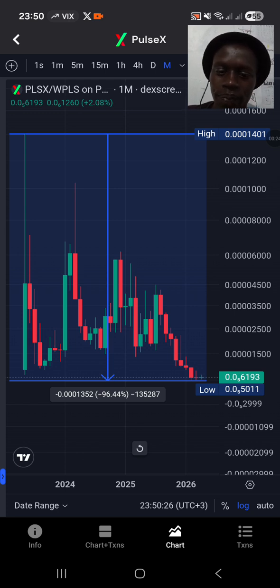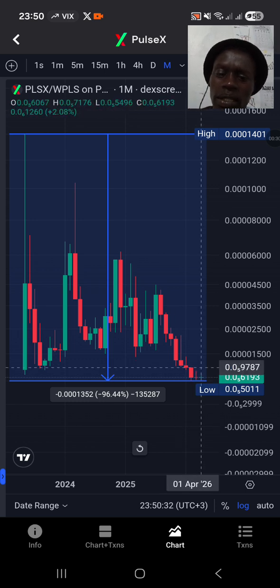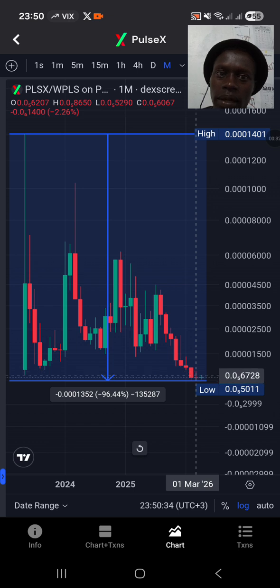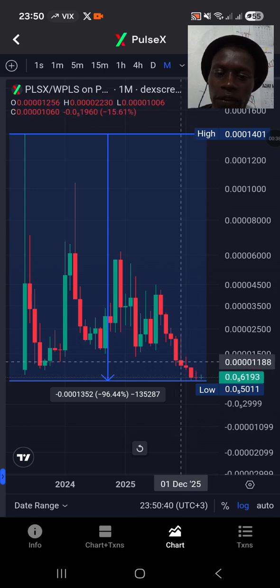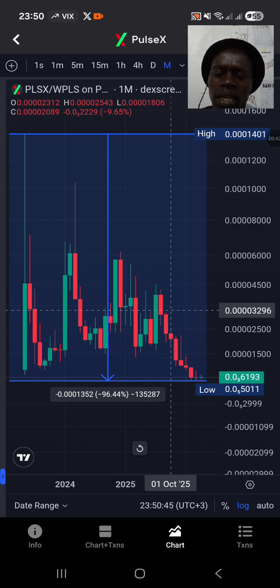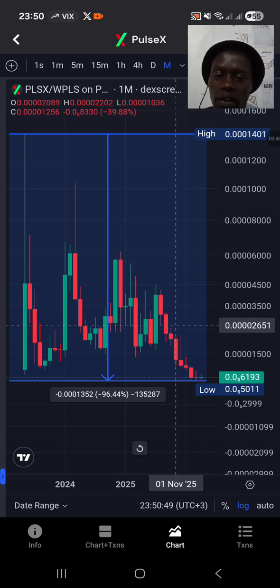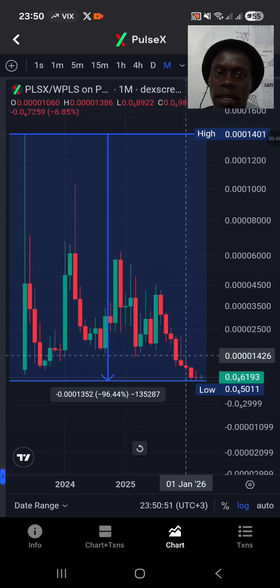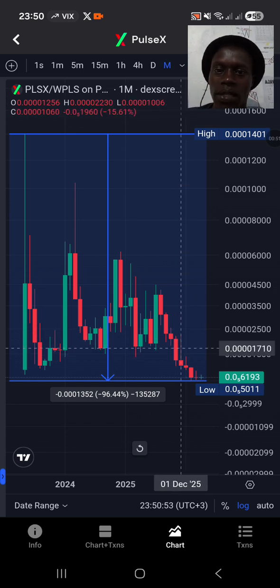I'm compelled to talk about this price because of how it has been performing. You can see the price has been down almost 8 months of a downtrend, of consecutive selling momentum, and this is what has been happening.